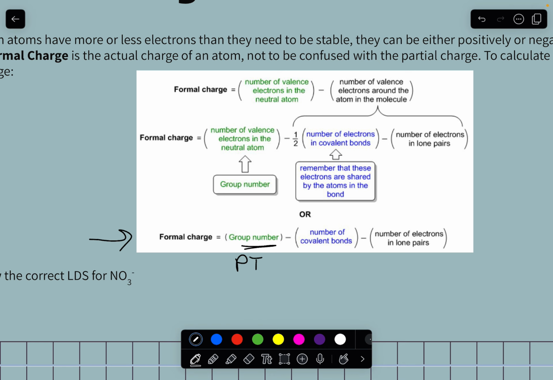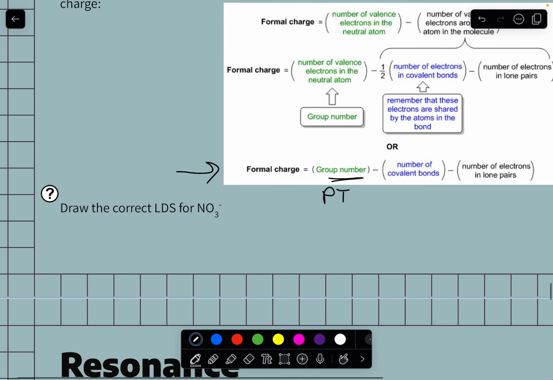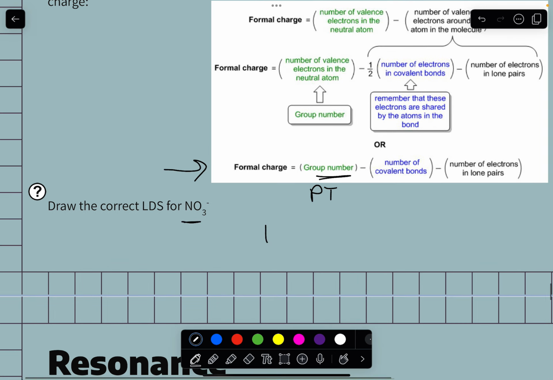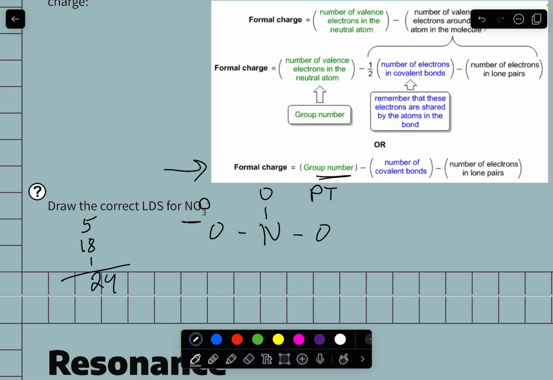Okay, so let's look at an example with this. So it says draw the correct Lewis dot structure for NO3 minus, right? So if you have nitrogen with 3 oxygens, we need, so if we count valence electrons, nitrogen is 5, each oxygen is 6, so 6, 12, 18. And then we have a minus there, so we have one more. So 18 plus 5 plus 1 is 24. We need 24 electrons in our drawing.